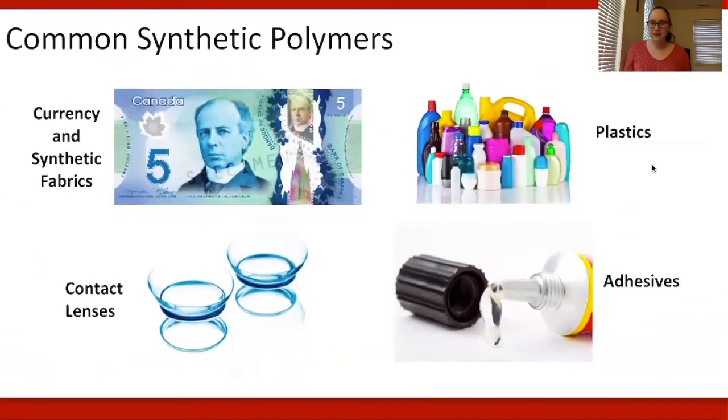And then some synthetic polymers that you see in your everyday life, currency. So you know how money is kind of like paper, but you can't rip it. It's hard to rip. It's because it's synthetically made a polymer, strong kind of plasticky-esque thing, and synthetic fabrics. So like moisture wicking fabrics or like raincoats are polymer based.